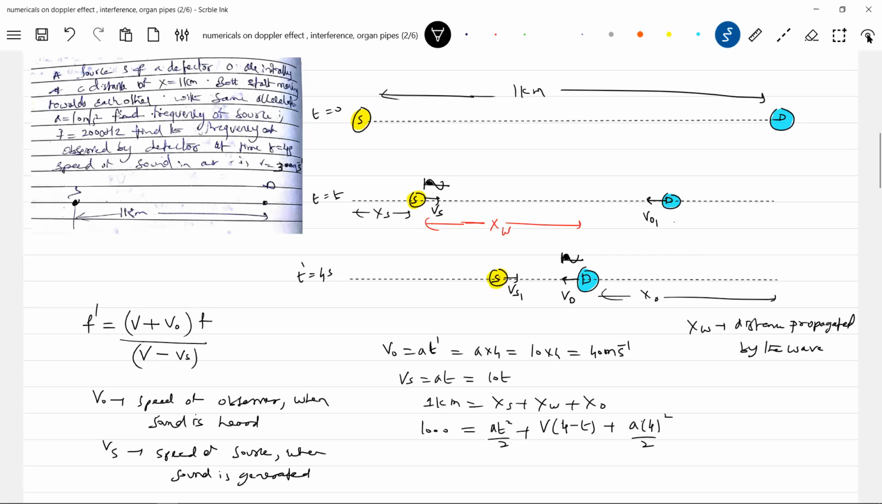What is the only unknown thing? The T is the unknown thing. It is a quadratic equation. Solving this will give the expression for T. That value of T I'm going to substitute here, then I'll get Vs, then I'll get the apparent frequency. This is the propagation distance of the sound wave.